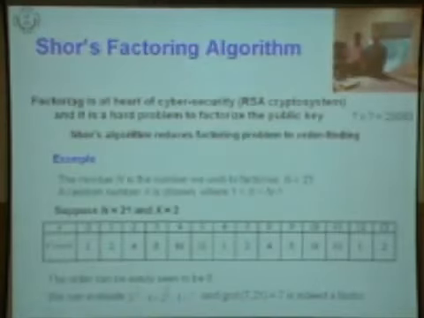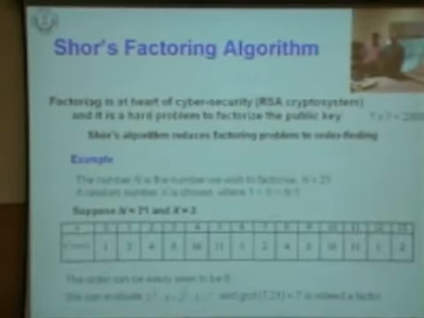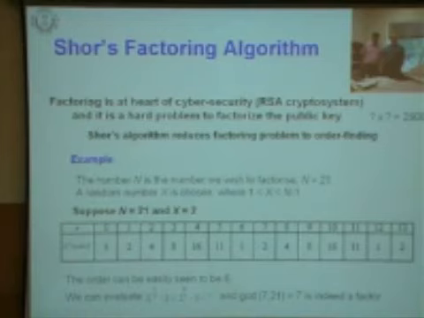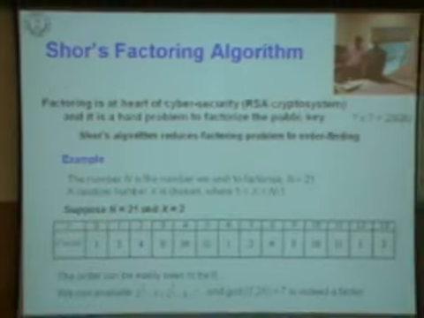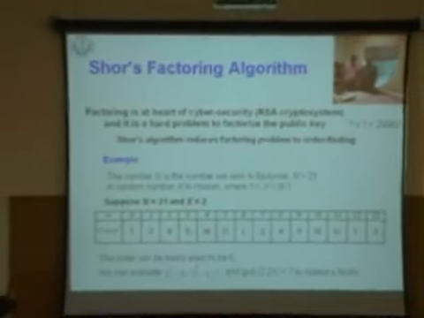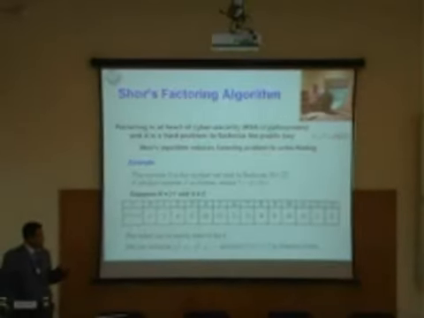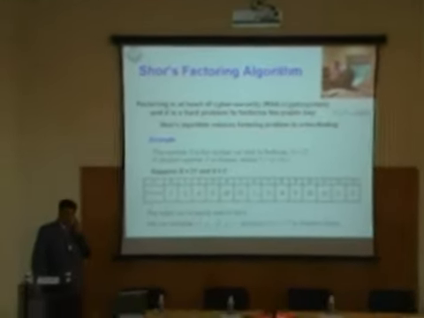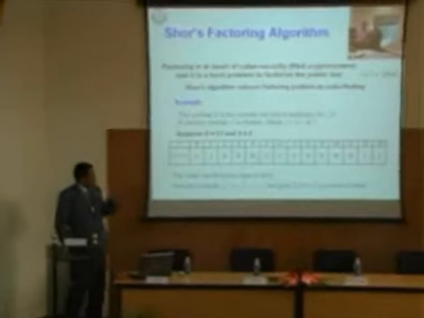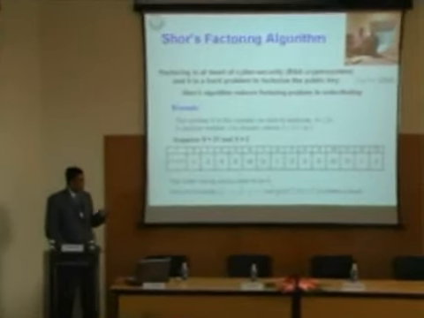Then we come to Shor's factoring algorithm. Factoring is at the heart of cyber security. The RSA crypto system stands for Rivest, Shamir and Adleman. They gave this crypto system. Basically, you have to factorize a very big number. Multiplication is easy one way, but if I ask you to factor 29083, you can't break it up so easily. So Shor's algorithm reduces the factoring problem to order finding.